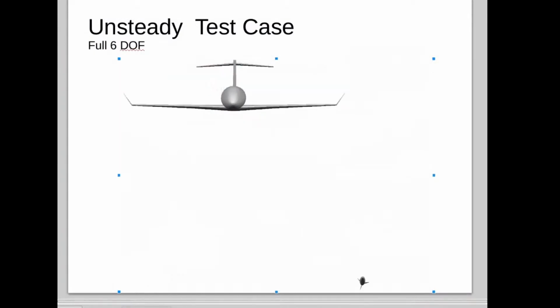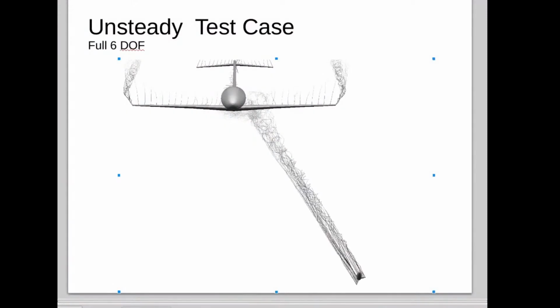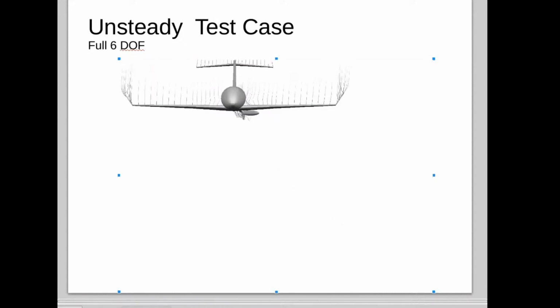If we run this, it's doing the unsteady analysis. It's shedding the wakes of all the lifting surfaces, for both the wings on the airplane as well as the fins on the pod. And at each time step, it's integrating the forces and moments on all the vehicles, but then it's obviously only using it for the pod to calculate where it's going to be at the next time step.